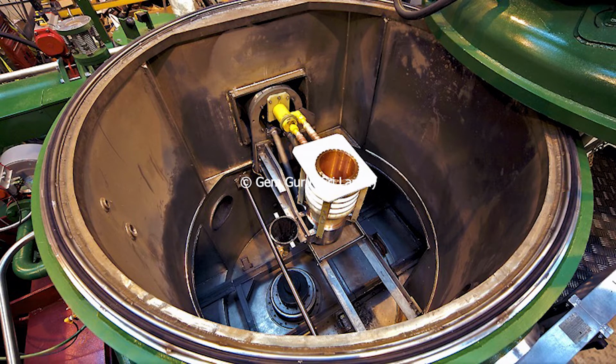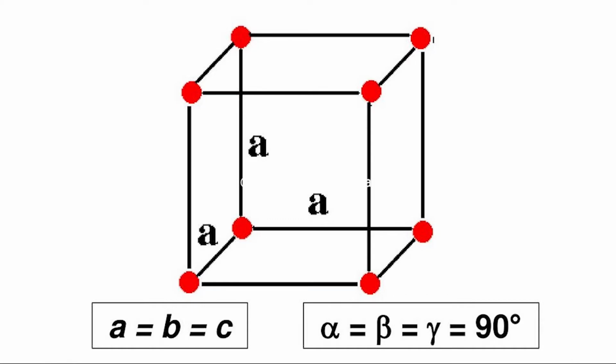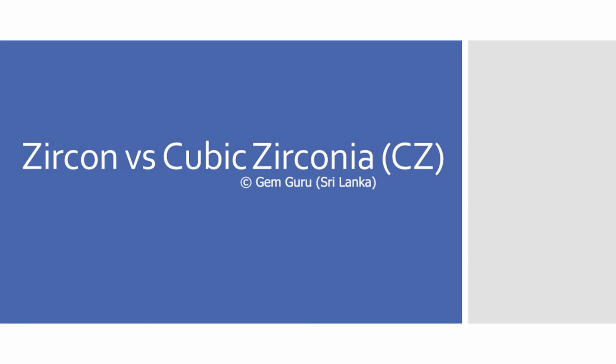So in the process, the crystallinity of the natural zirconium dioxide converts from the monoclinic crystal system to the cubic crystal system. That is the main process in producing cubic zirconia. Monoclinic natural zirconium dioxide converts into cubic zirconium dioxide. So the crystal system belongs to the cubic or isometric, and that is why it's named cubic zirconia.